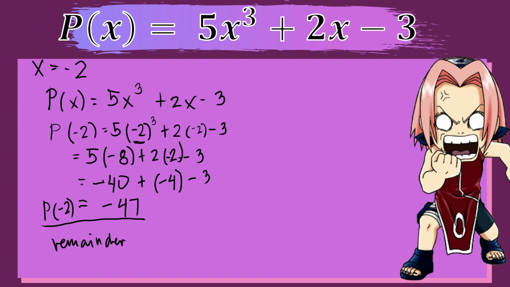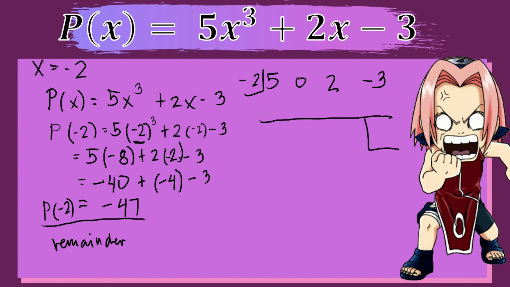Gamit tayo ng synthetic division dito sa kabilang side. So di ba pag synthetic division, yun pa rin naman ang value ng x natin. Di ba? Yun pa rin si negative 2. Now, kumpleto ba yung terms? Di ba nagsimula tayo sa x cubed? Dapat ang kasunod ay x squared. Since walang x squared, so kailangan nating maglagay ng 0. Then followed by x. So, copy na yung 2, then negative 3. Dapat dito sa synthetic division, ang maging answer pa rin natin dito sa dulo ay negative 47.